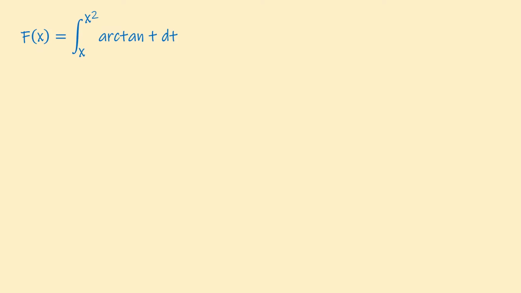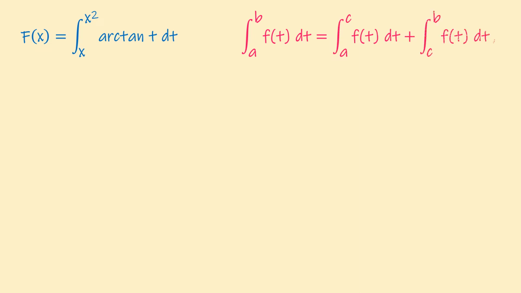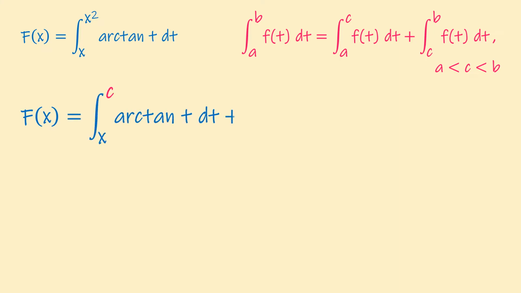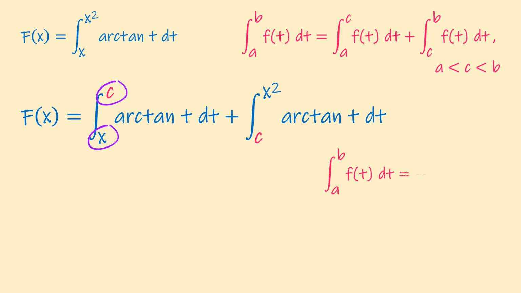As a first step, rewrite the integral into simpler integrals. Use properties of definite integrals. Decompose the definite integral as a sum of two definite integrals, where c is a number between the lower and the upper limits of integration. Flip the limits of integration of the first definite integral using another property of definite integrals.